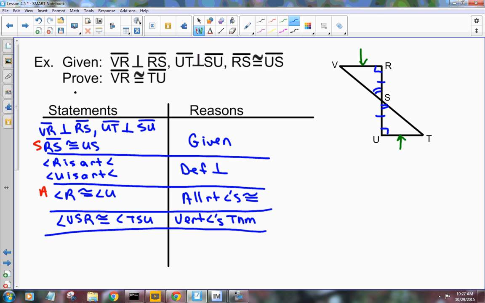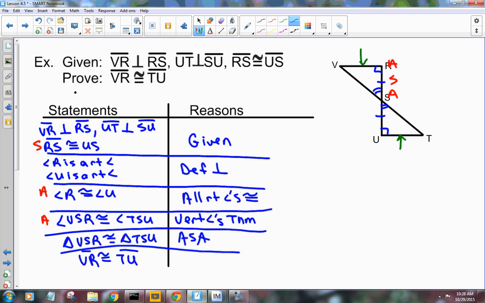Okay, so that takes care of my other angle, right? And we said that we were going to use angle side angle. Okay? So that's enough to prove those two triangles congruent. So I now can say triangle VSR is congruent to triangle TSU by ASA. And so now I can prove that VR is congruent to TU by what? CPCTC.